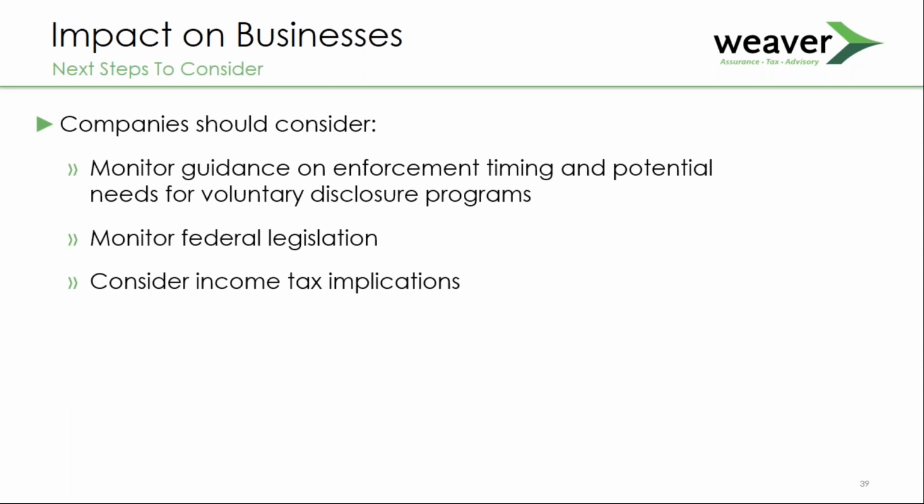Other considerations: monitor guidance on enforcement of timing. Not all the laws that have been passed for economic nexus are actually effective. A lot of them are now, but some start October 1st of 18, some start December 1st of 18, a lot start 1/1 of 19, and then as the new states come in, when do their laws become effective? Monitor federal legislation. And then consider income tax implications.